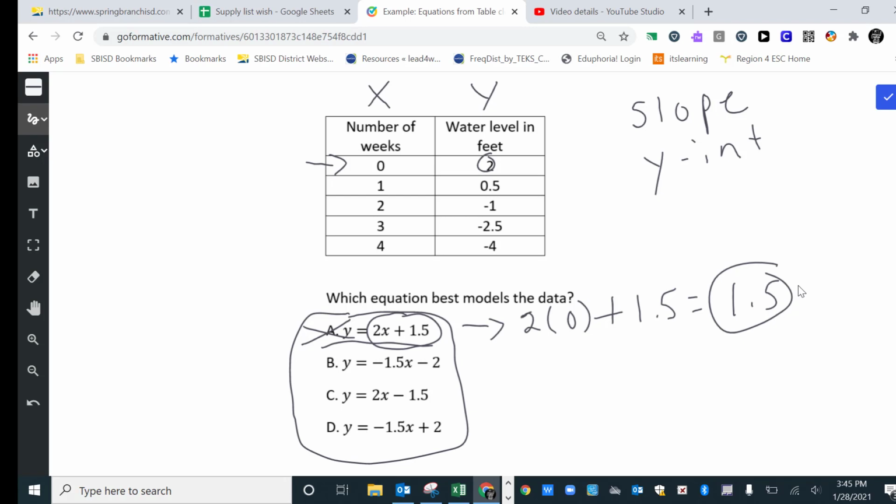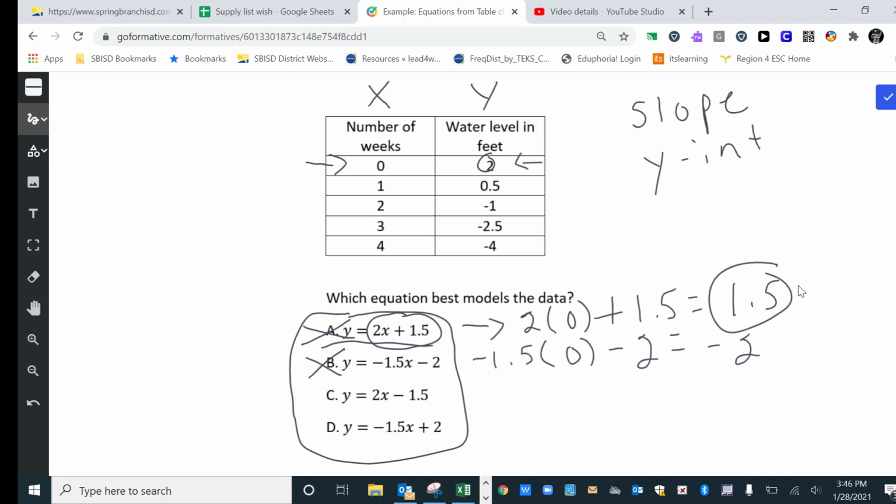Okay, so let's look at B: y equals negative 1.5x minus 2. I'm going to take negative 1.5, substitute it in with my x, and then minus 2. So now I'm going to use my calculator. I'm going to do negative 1.5 times 0, and you should know that anything times 0 is 0, minus 2, and I get negative 2. Did that give me 2? No, it did not, so that cannot be my answer.